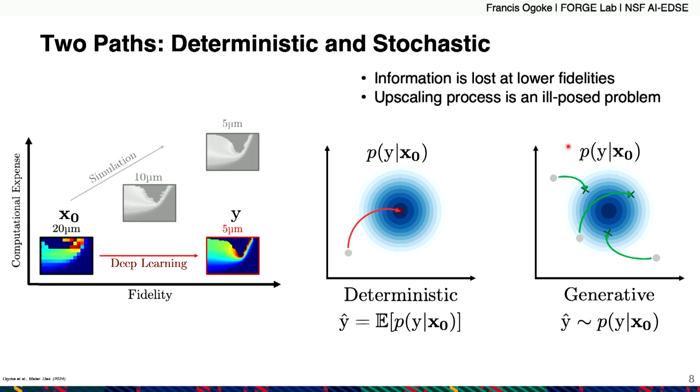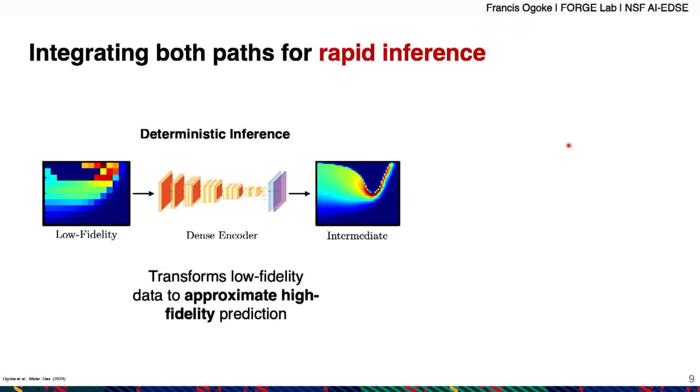In practice, we integrate both paths together. We have this first path, which is deterministic inference. We're training a deterministic, predictive model to go from low fidelity to high fidelity, and it's going to give us some kind of approximate high fidelity prediction. So we can get large scale structures, on average, of how the melt pool looks at high fidelity from this low fidelity input. Again, it's deterministic; there's no generation happening here.